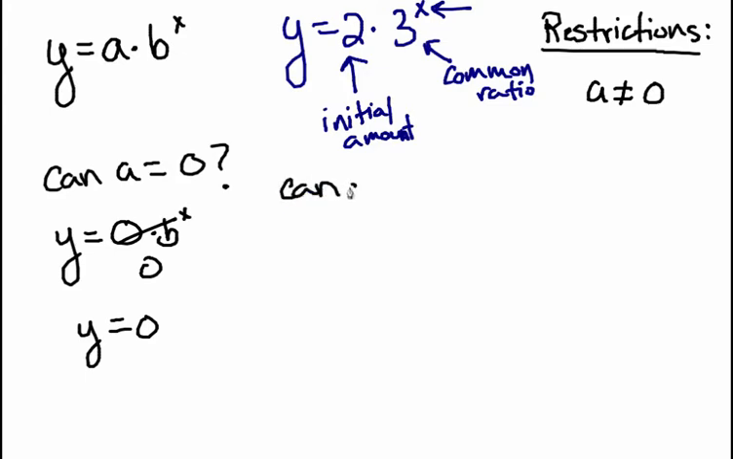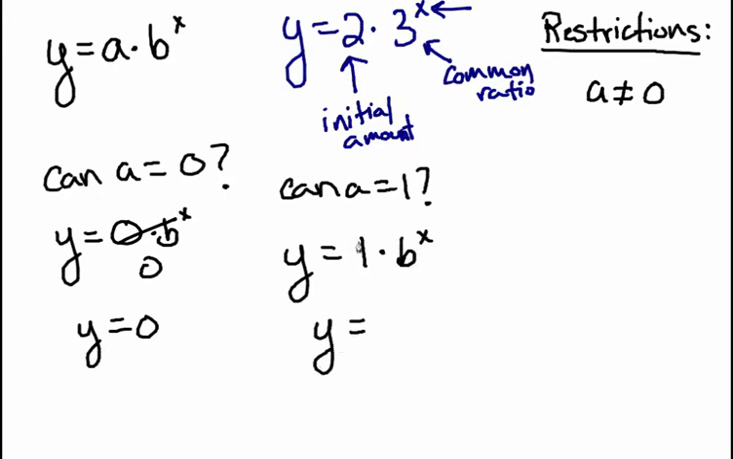Here's another question. Can a equal 1? 1 times anything simplifies to whatever you're multiplying it by. So y would just equal b to the x. And here there is still an exponential relationship. B is still being raised to an exponent, and every time x goes up, y will increase exponentially. So this is fine. A can equal 1.